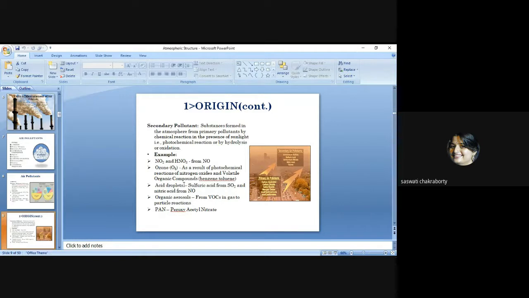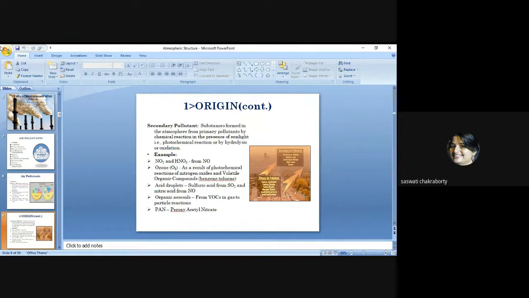Among the volatile organic compounds are benzene and toluene. Normally, we get toluene in paints and all those things, and these volatile organic compounds on reaction with nitrogen oxides form the ozone. Okay, it's a complex chemical reaction. Then there are acid droplets: sulfuric acid from sulfur dioxide and nitric acid from nitrous oxide. This forms the acid rain, as I mentioned earlier, and organic aerosols, and PAN, peroxyacetyl nitrate.